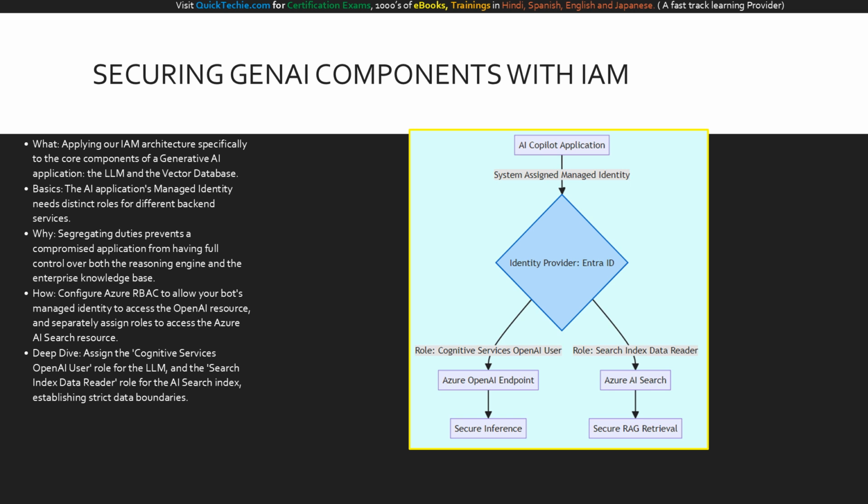Down one path, it applies the Cognitive Services OpenAI user role, allowing the application to securely interact with the Azure OpenAI endpoint for inference. Down the second path, it applies the Search Index Data Reader role, permitting the app to query Azure AI Search for RAG retrieval. The app has exactly the permissions it needs to function, managed entirely without passwords.